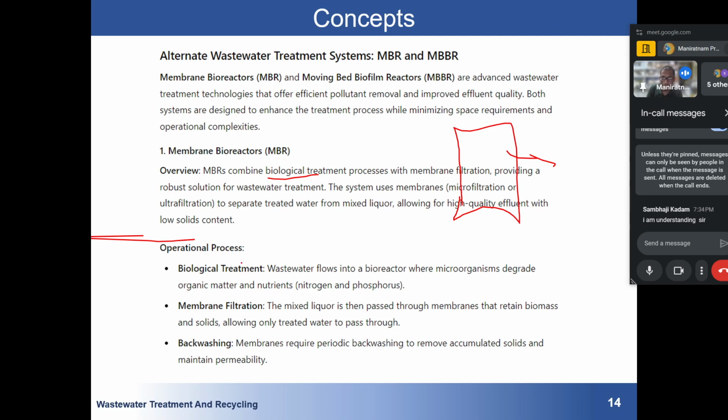But here you can see biological treatment: water flows into the bioreactor where microorganisms degrade the organic matter and nutrients. The overall process is the same: if some kind of bacteria comes in contact with wastewater containing organic matter, it will degrade it. Now the question is how you want their interaction. So here they are using a membrane. It is doing two things: it is removing solids, and it is removing organic matter also.